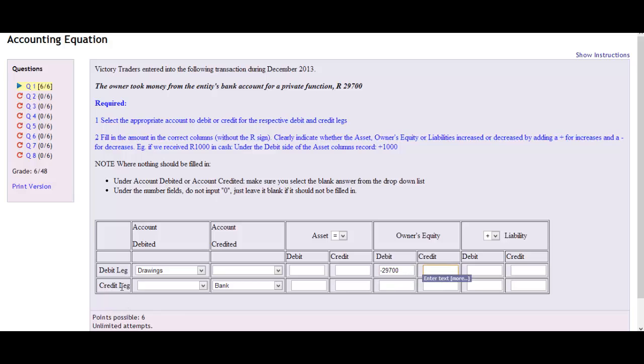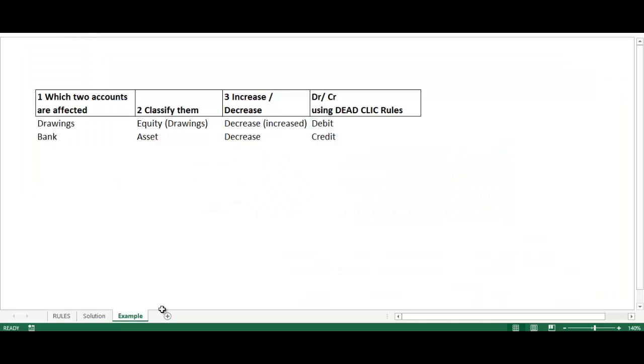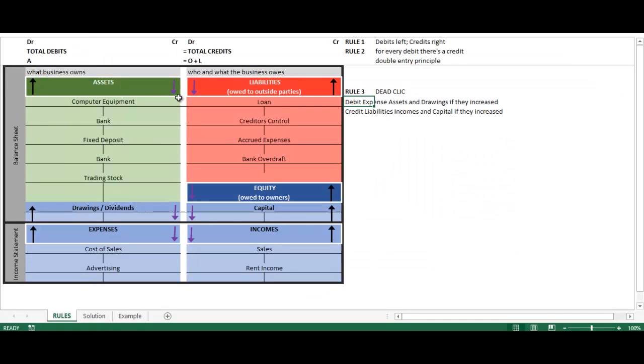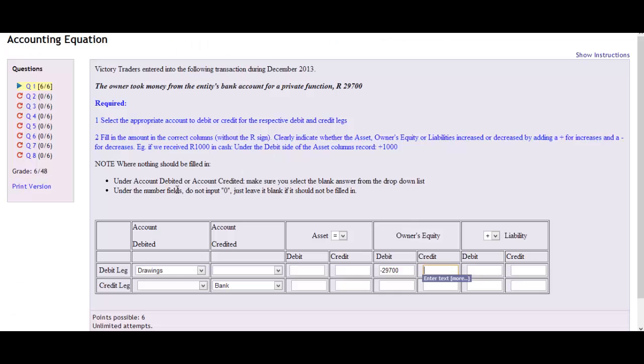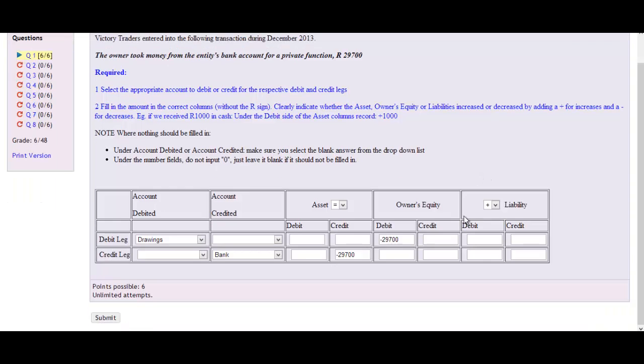Good. Then we go to our credit leg. Remember, there can only be one debit and one credit. So our bank, what happened to bank? Bank decreased. Bank is an asset, so we're going to have to put a minus. On which side do assets decrease? Assets decrease on the credit side. So we're going to put this on the credit side, minus 29,700. And voila, we can submit this and we'll get our 100%, and we'll do so.